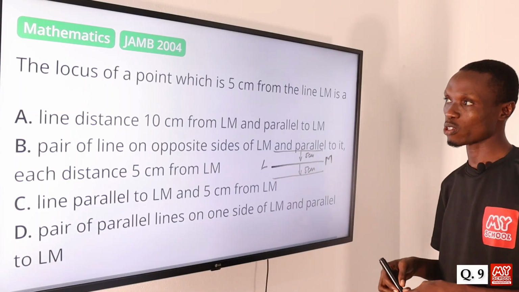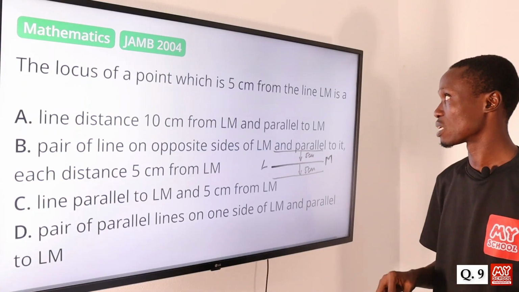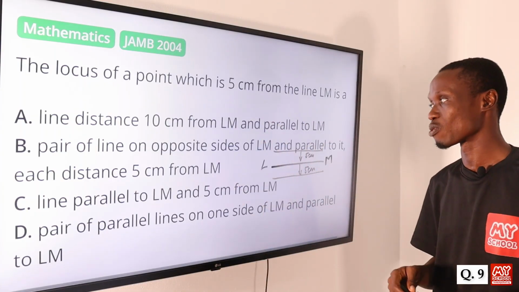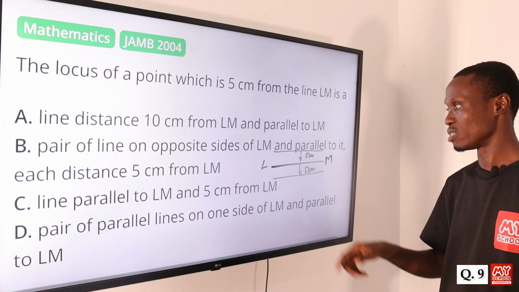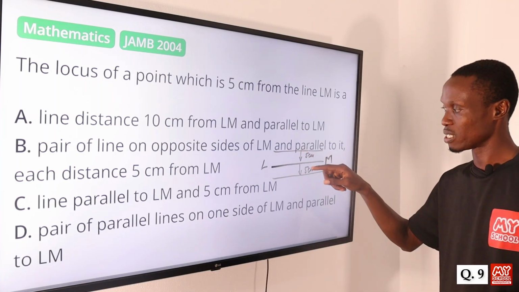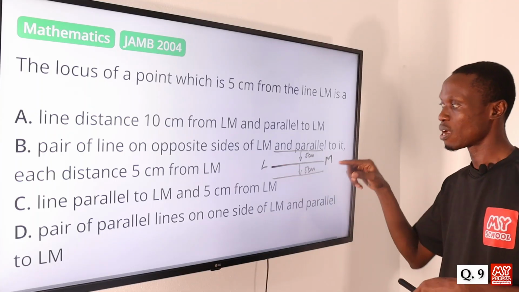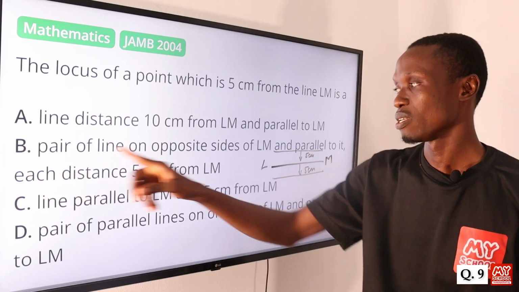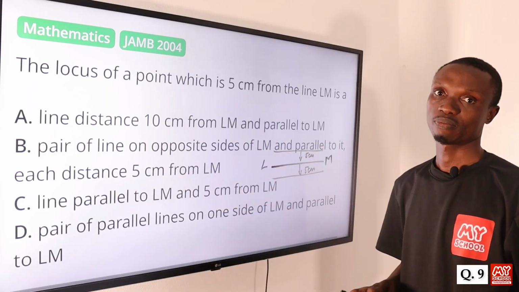Okay, so the locus of a point which is 5 centimeters from the line LM is a pair of lines on opposite sides of LM and parallel to it. So if you check these two lines carefully, they are parallel to the line LM and they are 5 centimeters from it. Okay, so that makes option B the correct answer to this question.